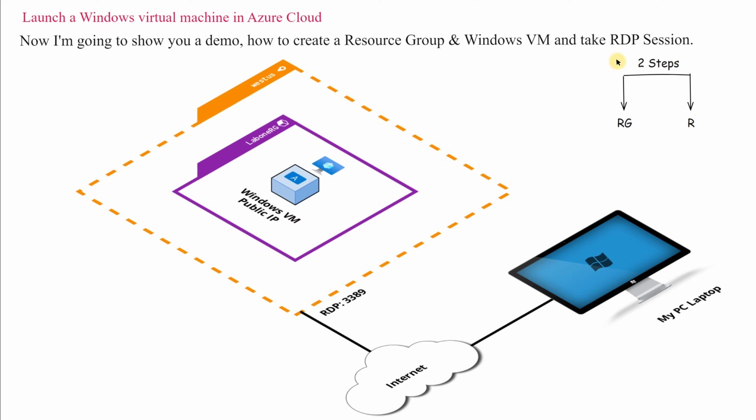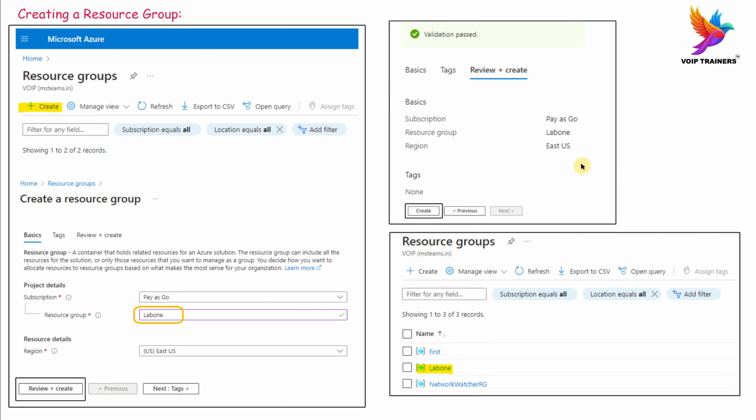For this, we need to follow two steps. First, we need to create a resource group. Then we need to create a resource. For creating a resource group, go to resource group, click create, and give the resource group name as lab 1. Review and create. It will take 10 seconds. Once the validation is passed, click create. Now lab 1 is created.